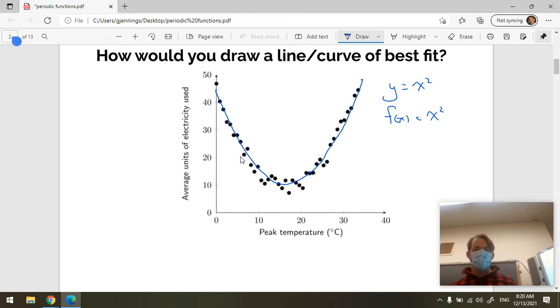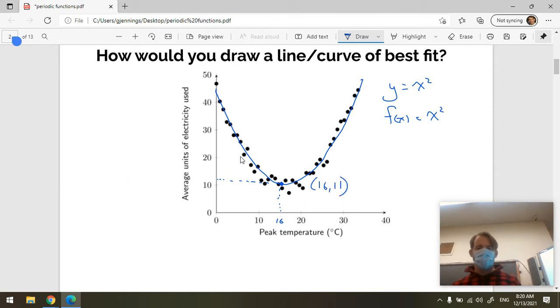So let's find the vertex here and then think about our stretch factor. And we're going to just approximate here. I'm not going to do the algebra for you because this isn't our main topic. But here, looks like our vertex in the x is about 16. And in the y, you could call that 11. So there would be the point 16, 11.